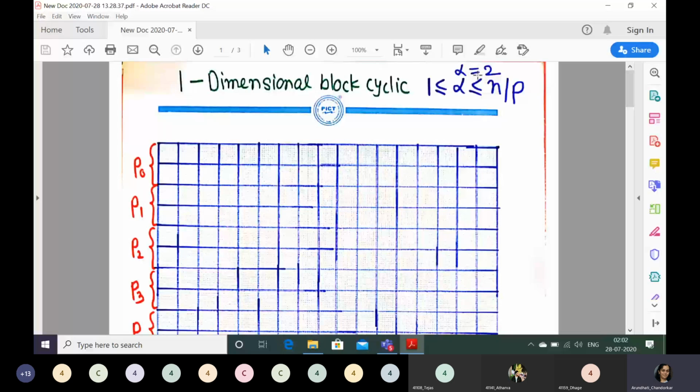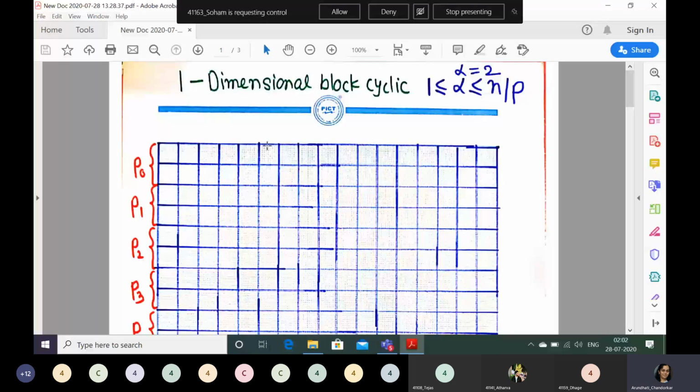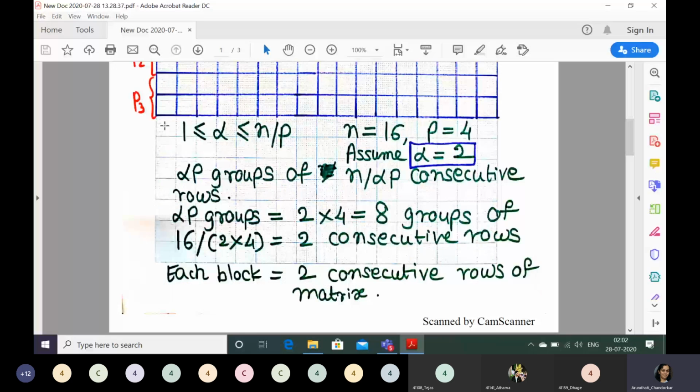So one dimensional block distribution, I hope you know. Otherwise, you just go on allocating the blocks or tasks to the processes. So like this. So now just see this diagram. Some calculations first. In a one-dimensional block cyclic distribution, alpha is in between 1 and n by p. Alpha is equal to 2, so this condition is satisfied here. N is equal to 16. We are dealing with a 16 by 16 matrix. The number of processes restriction is only 4 processes we are having.